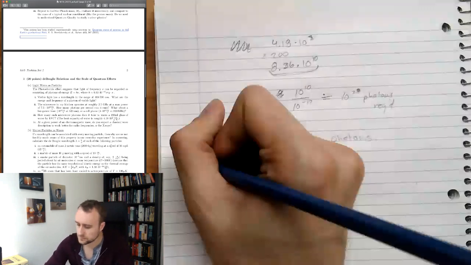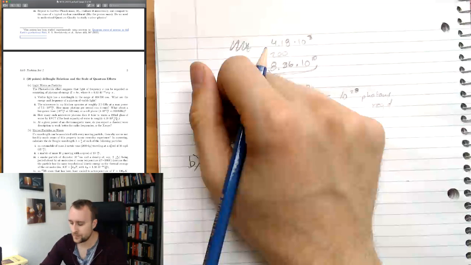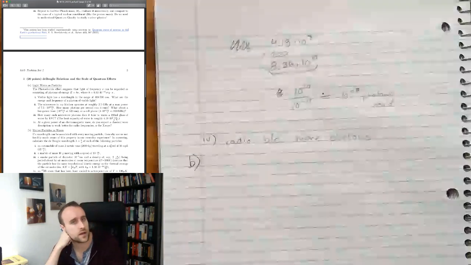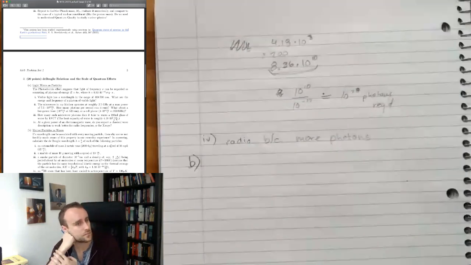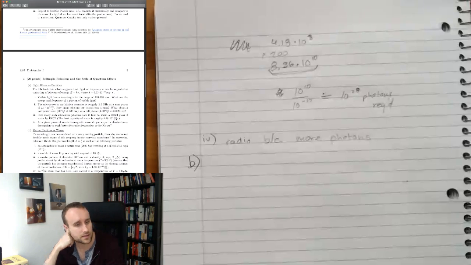All right. B, matter particles as waves. If a wavelength can be associated with every moving particle, then why are we not forcibly made aware of this property in our everyday experience? In answering, calculate the de Broglie wavelength, lambda equals h over p, of each of the following particles. An automobile of mass 2 metric tons traveling at the speed of 15 miles per hour, 22 meters per second.